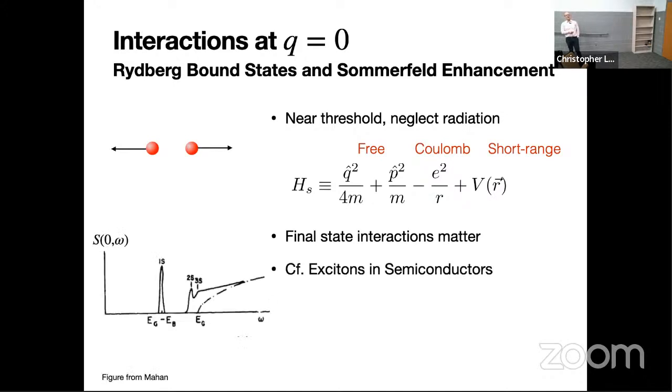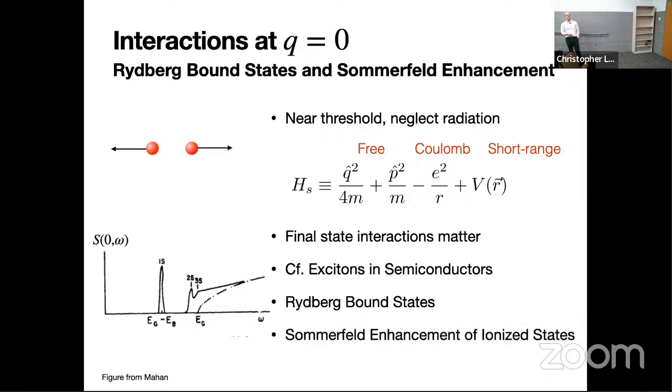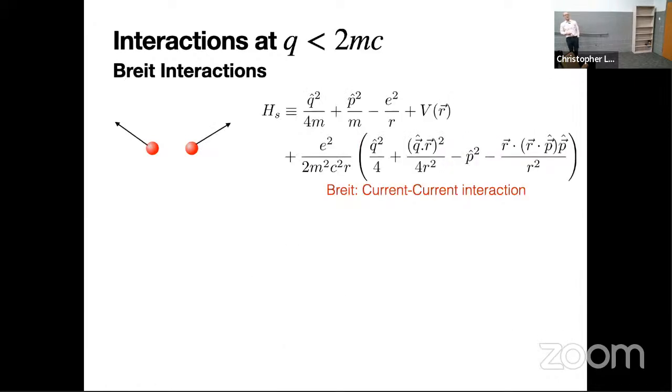So rather than take you through any of the diagrams that allow you to compute anything about this, let me just say, if you think about what excitons are in semiconductors, it's very analogous. If I have a photon come into a semiconductor, which produces a particle hole pair, an electron hole pair, they attract with Coulomb and also have some short range stuff potentially. And indeed, you expect that there are bound states, that's an exciton, and also a modification of how the continuous part of the spectrum turns on. Those have names. That's a Rydberg bound state. This enhancement of the spectrum is called the Sommerfeld enhancement of the ionized states. And we expect that to happen in this system because the interactions are non-trivial.